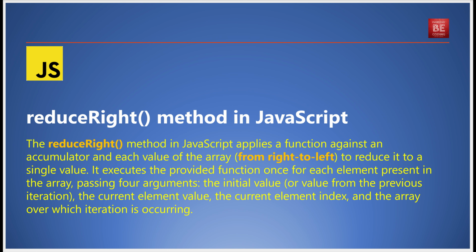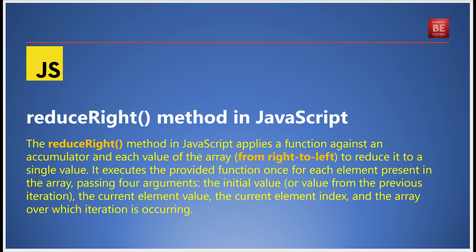Ever grappled with the task of reducing an array from right to left in JavaScript? If so, today we delve into the reduceRight method. This function can be a game changer, especially when you need to traverse an array from the last element all the way to the first one. The reduceRight method applies a function against an accumulator and each value of the array from right to left, reducing it to a single value.